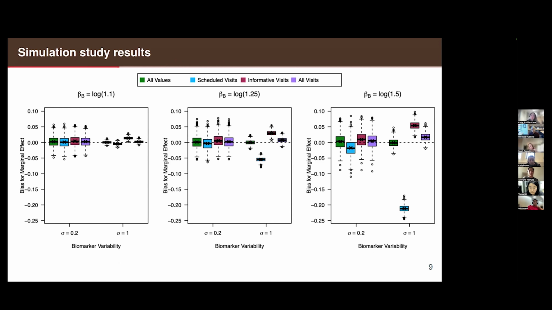So my first takeaway from this figure is the left side of each plot where sigma equals 0.2. You don't see a lot of bias regardless of which approach you use. So if there's not much volatility in the underlying time-varying characteristic that we're interested in, it doesn't really matter. This problem is not of much concern. So if I were doing a real analysis and this was something that I'm considering, that's sort of the first thing I would think about.